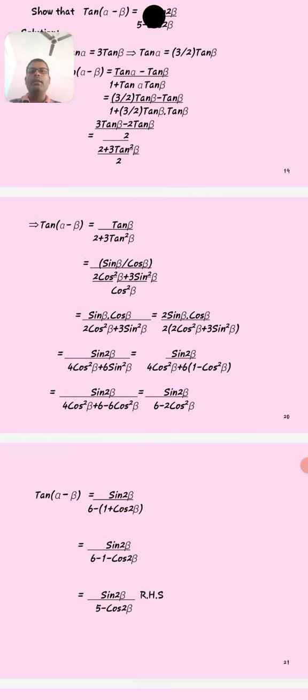Now here, for tan beta we have to split sin beta by cos beta, this total is divided by 2 plus sin square beta by cos square beta. Then we have to simplify using the LCM: 2 cos square beta plus 3 sin square beta by cos square beta.